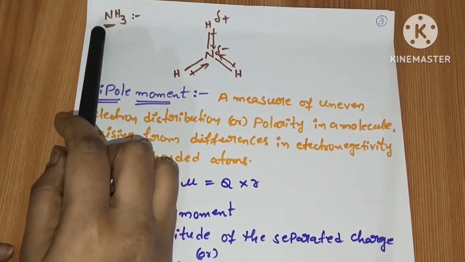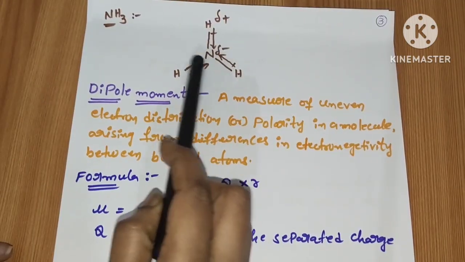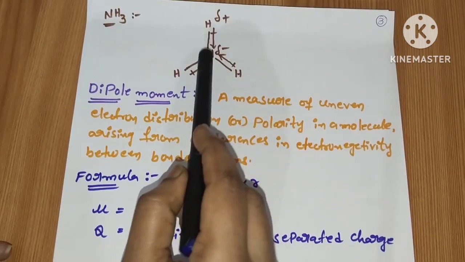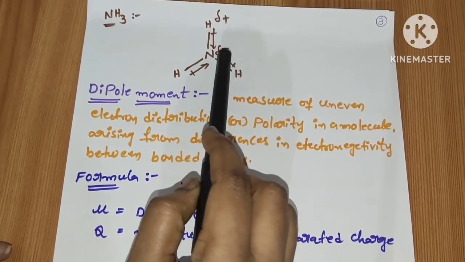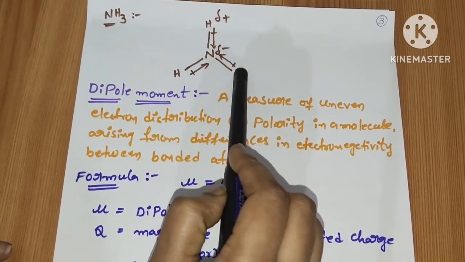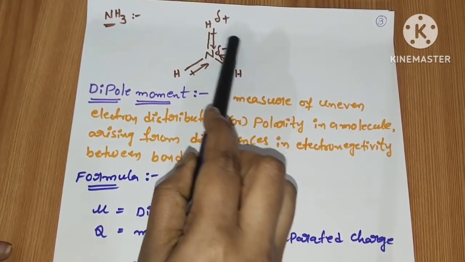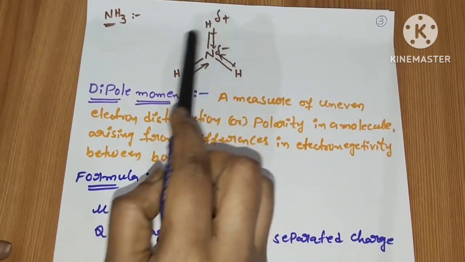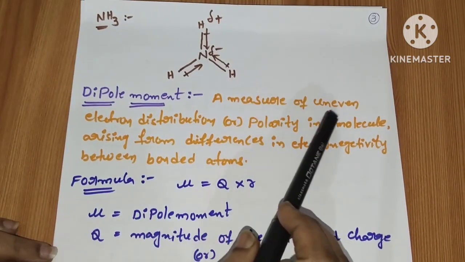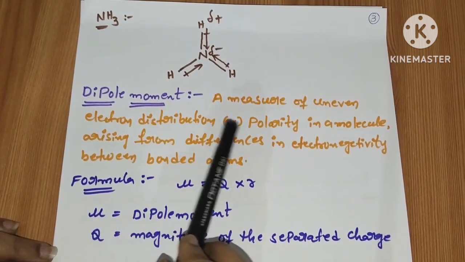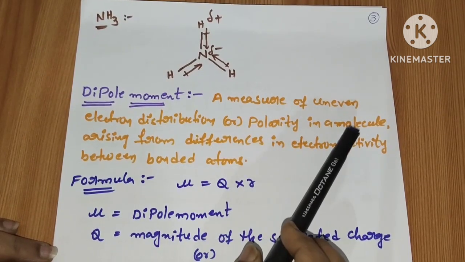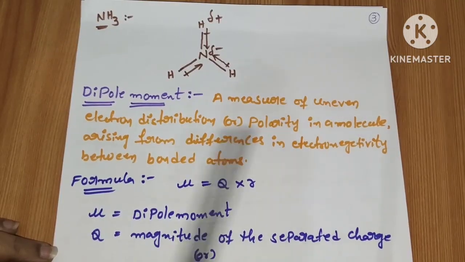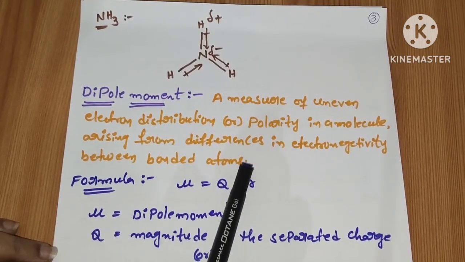In case of NH3, here the nitrogen atom is more electronegative than hydrogen atoms. So, nitrogen pulls the electrons stronger than these hydrogens. So, nitrogen gets a partially negative charge and these hydrogens get partially positive charges. Dipole moment is a measure of uneven electron distribution or polarity in a molecule arising from differences in electronegativity between bonded atoms.